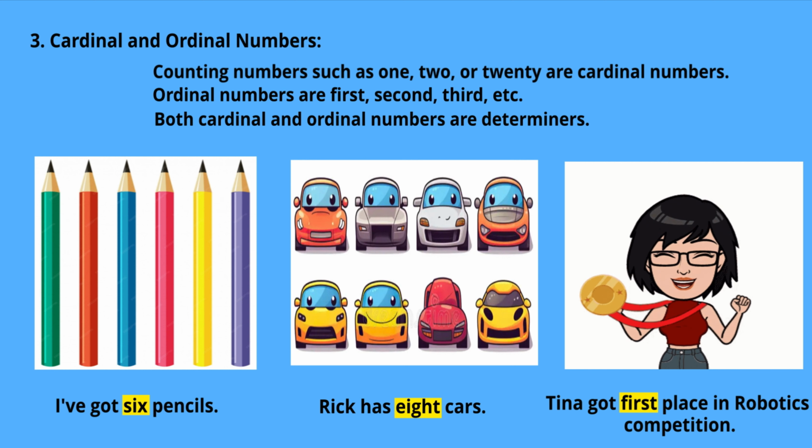So, in the third visual, what do you see? You see a girl with a medal, right? Looks like she won a competition. Tina got first place in robotics competition. So first here is the ordinal number and therefore first will be the determiner.